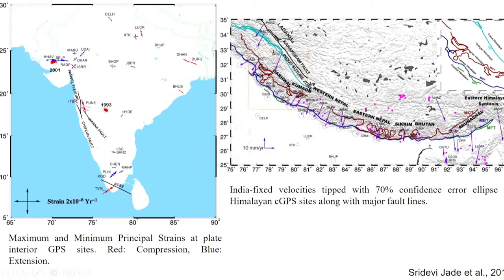And this is the India-fixed velocity. So you can see all these sites, starting from the northeast Himalaya to the northwest Himalaya, directed toward the southwest with different magnitudes. The maximum velocity is in the higher Himalaya, and the minimum velocity is in the Shivalik, and in the IGP it is almost 0.